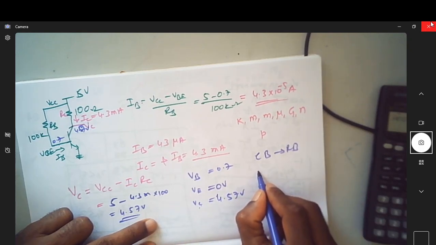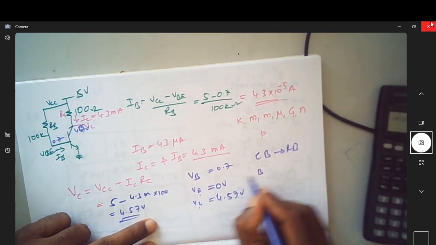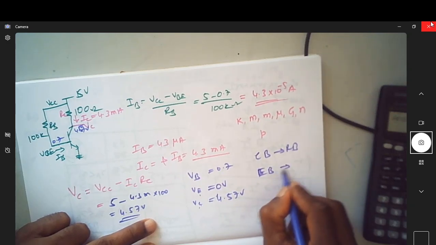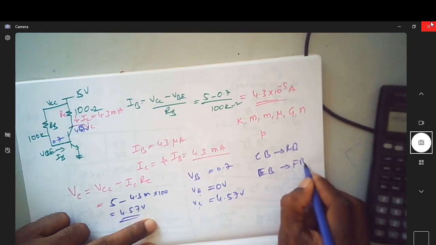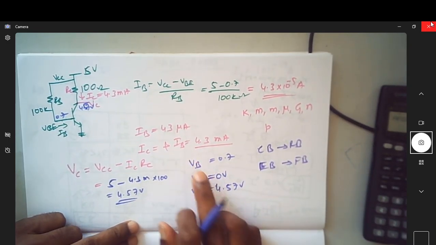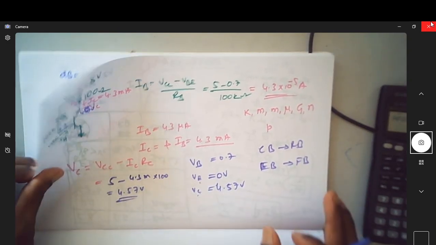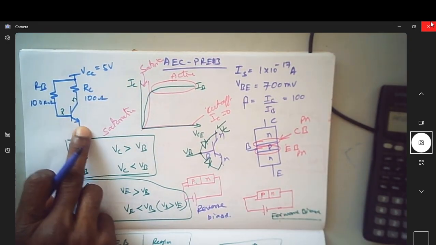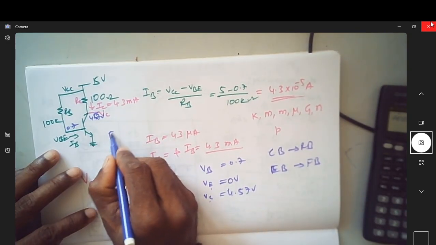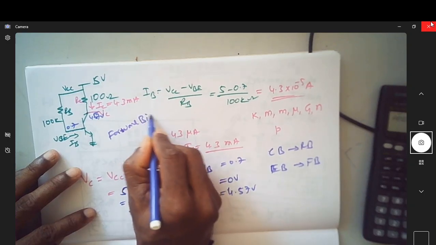So is your base voltage more than emitter voltage? Is your emitter base not forward biased? Because the emitter is at lower potential than the collector and the base. So the emitter-base junction is forward biased, and the collector-base junction is reverse biased. So this is in forward bias.